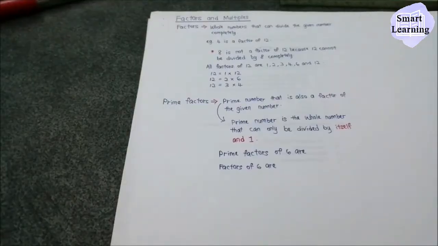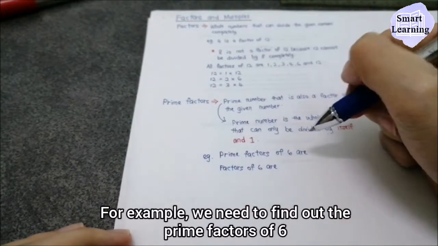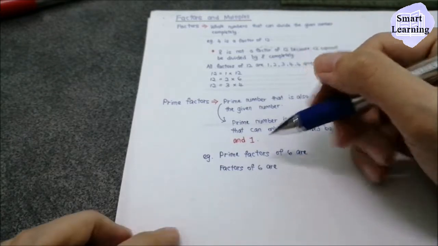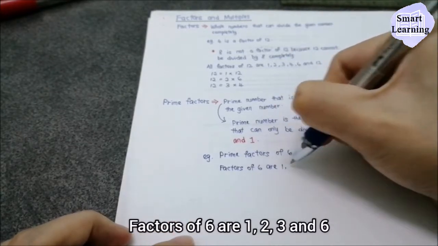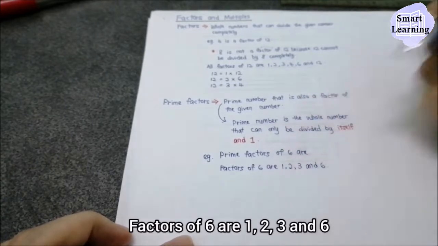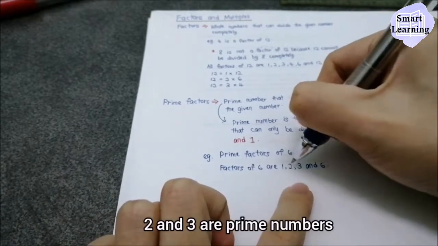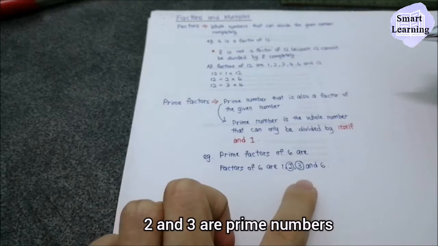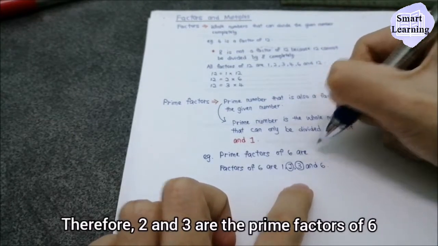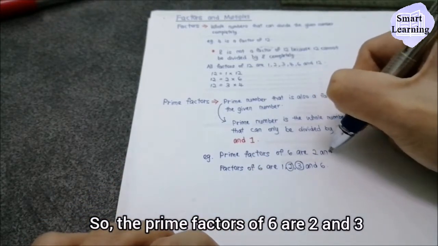So, for example, we need to find out the prime factors of 6. First, we need to know the factors of 6. Factors of 6 are 1, 2, 3, and 6. Among these factors, 2 and 3 are prime numbers. Therefore, 2 and 3 are the prime factors of 6.